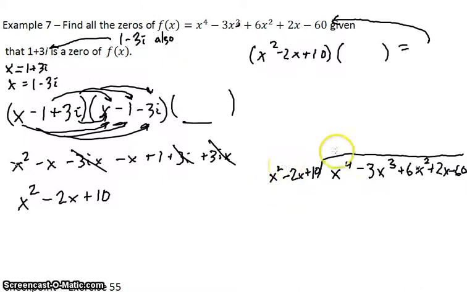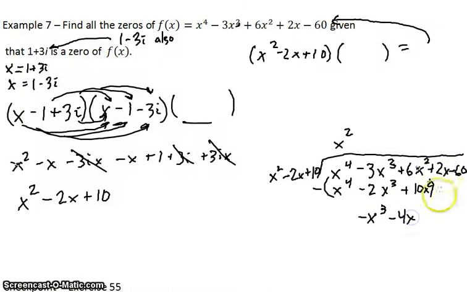So x squared divided into x to the fourth goes in x squared times. This becomes x to the fourth minus 2x cubed plus 10x squared. I'm going to subtract all of this. So I get negative x cubed minus 4x. I'm going to drop down the next term, which is a plus 2x.